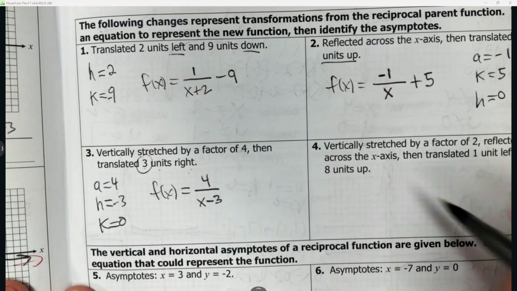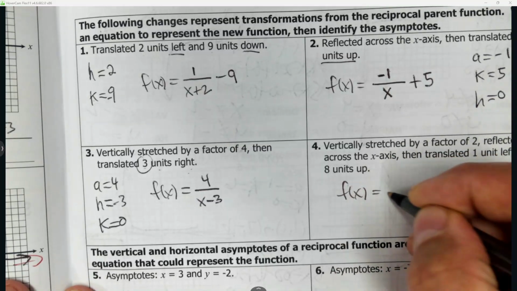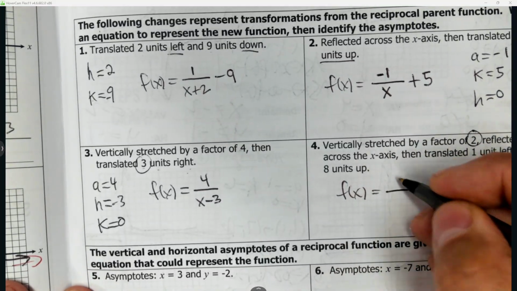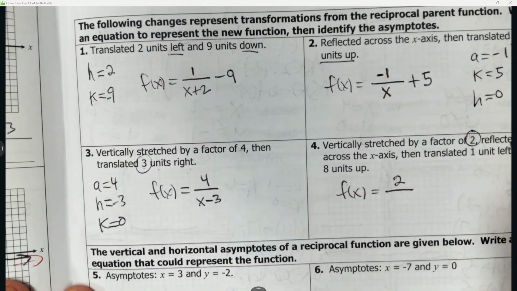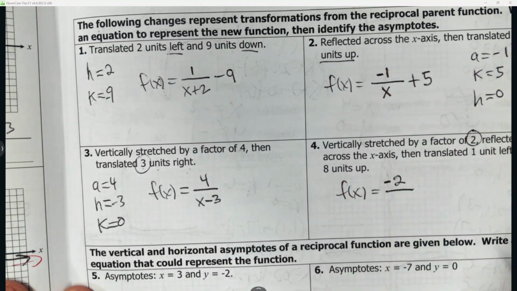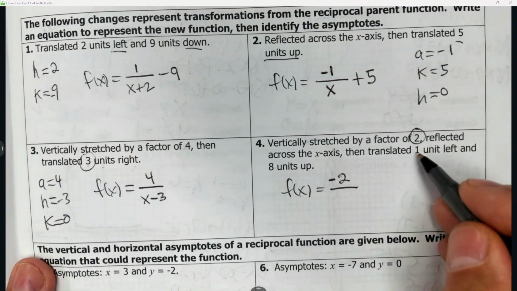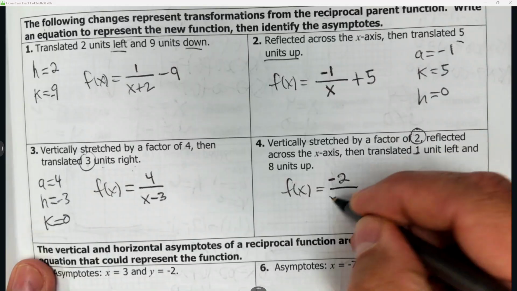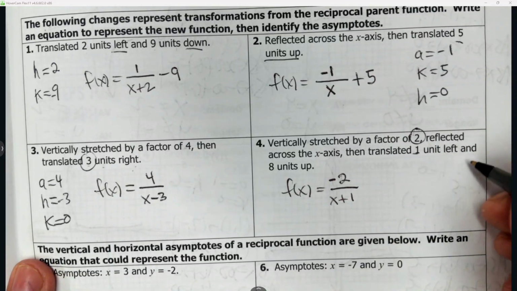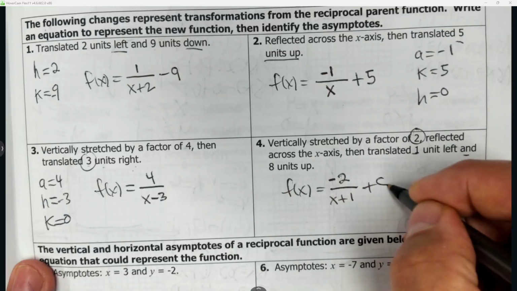All right, there's a vertical stretch. I'm just going to go right to it. So stretch by a factor of 2. That's what a is. It's reflected, so it becomes a negative 2. It's translated 1 to the left, so I have to go plus, the opposite direction, and 8 up, so plus 8.